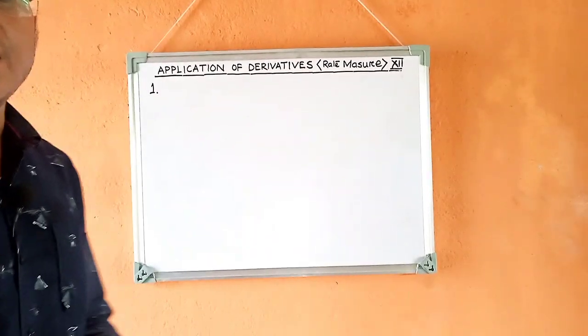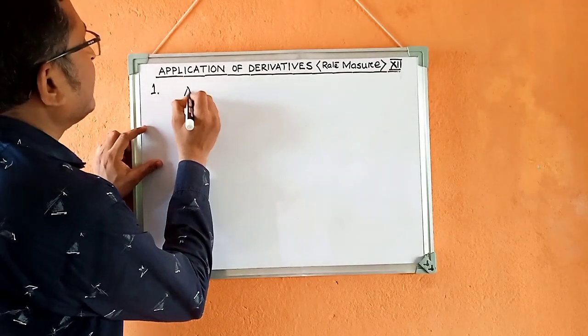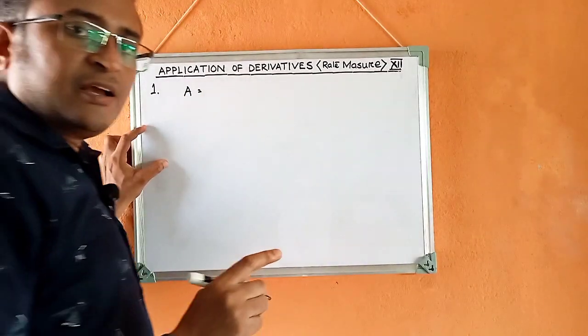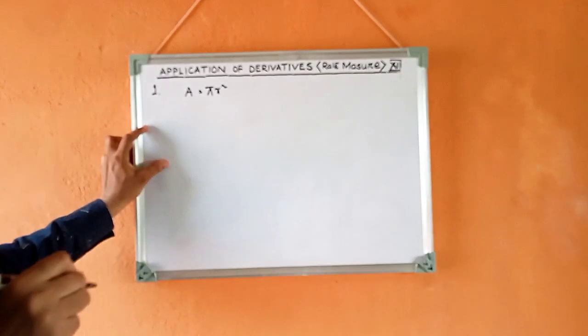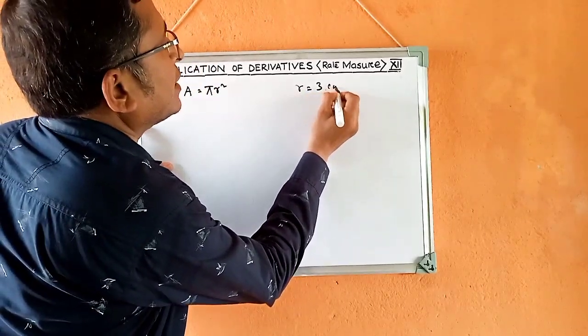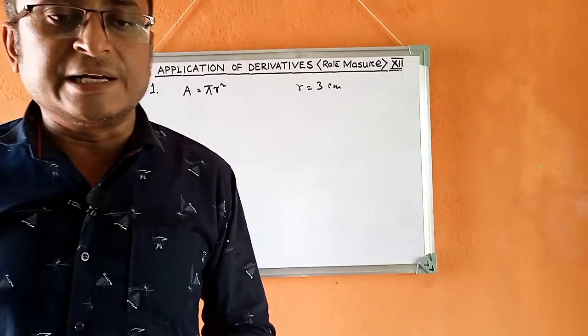Now see, what is the area of a circle? We take A as area. All of you know the area of a circle is pi r square. Now we are required to find the rate of change of area when r equals 3 centimeter.